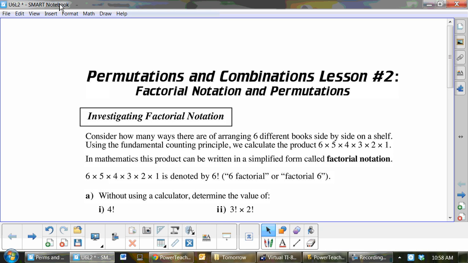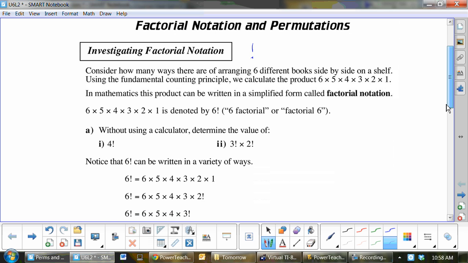Perms and combs, factorial notation. Today we are talking about this thing here, the exclamation mark. When it follows a number, it means take that number and multiply by the one less than it, then the one less than that, and so on, all the way to 1. So 6 factorial is the same thing as 6 times 5 times 4 times 3 times 2 times 1.